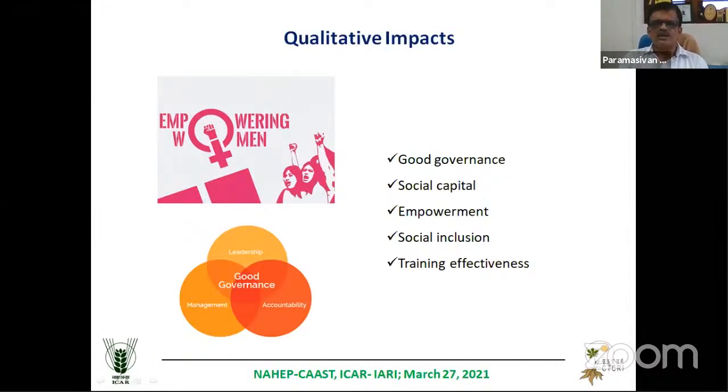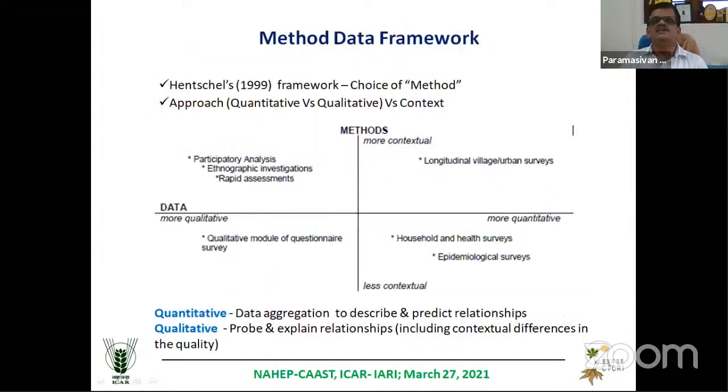So now I am coming back to my first slide. There is a question of whether you use a qualitative approach or a quantitative approach. There is a method framework proposed by Hetzel in 1999, which helps us understand the choice of method, because we need to decide which method we want to use for a kind of impact evaluation.